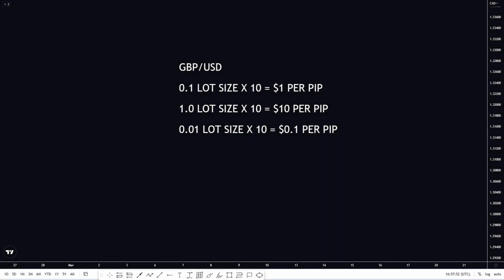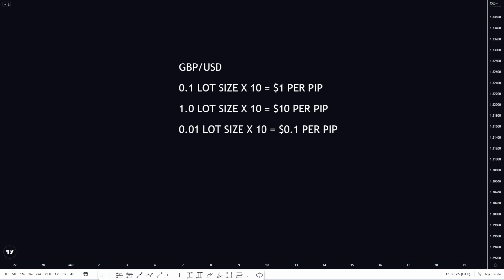Okay, so a faster way to actually work out exactly what your lot size represents in a pip value is to take a currency pair such as pound dollar, but this time just focus on the right hand currency. So in this example, pound dollar represents the pound versus the dollar. We're going to just focus on the dollar side of this currency pair. Now, if you take your lot size and you simply times it by 10, this will give you your currency value amount, based on whichever currency is on the right hand side.